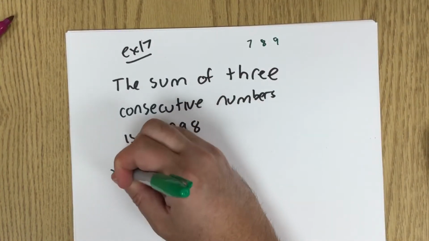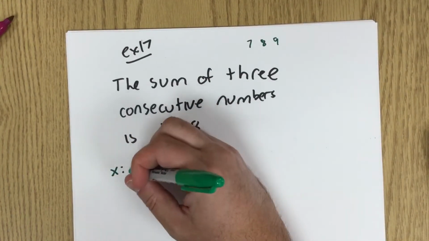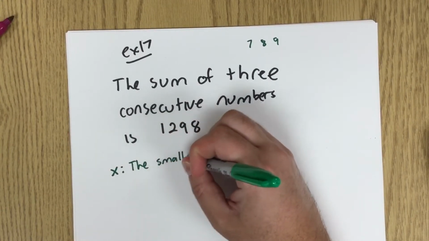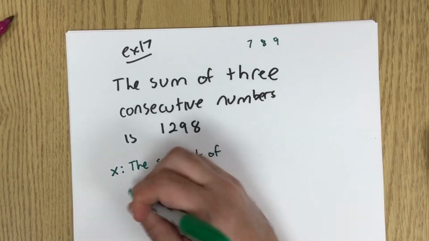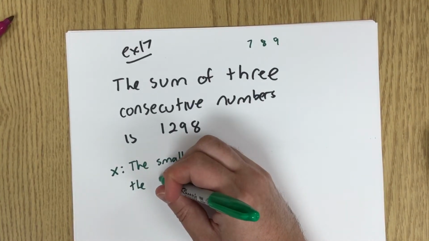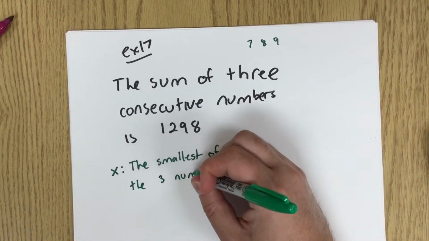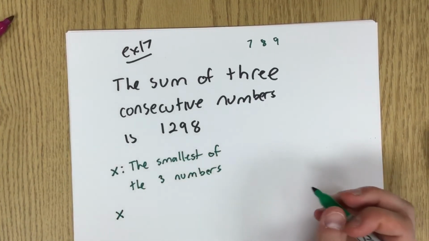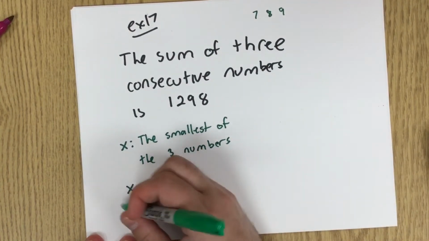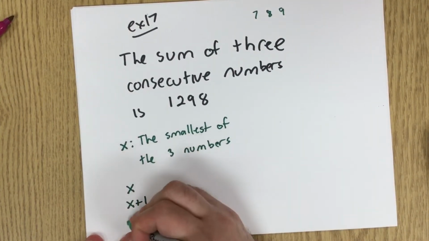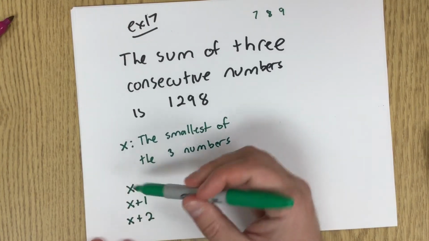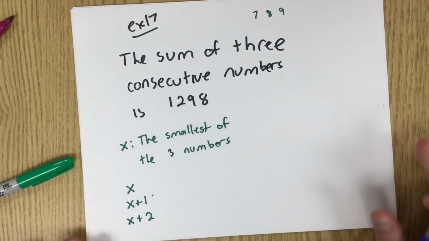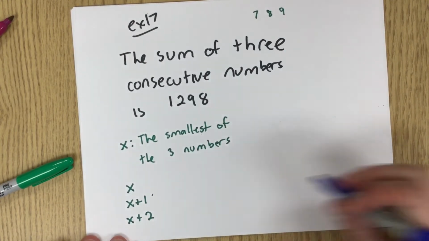So we have a number, the next consecutive, and the one after that. So I'm going to just say that x is the smallest of the three. So I'm going to let x be the smallest, or the least, of the three numbers. And just for clarity, if that's the smallest number, then one bigger than that is going to be x plus 1, and then the one bigger than that is going to be x plus 2. And the sum of all these numbers equals 1,298.